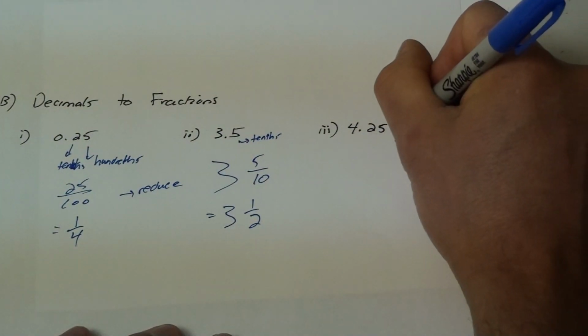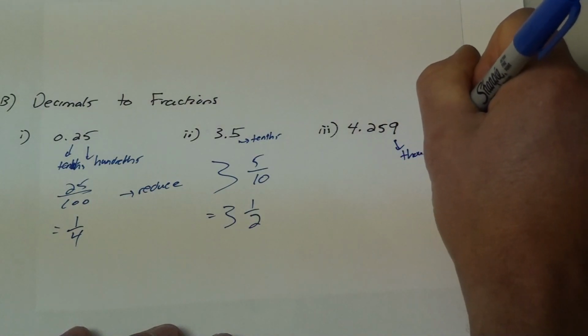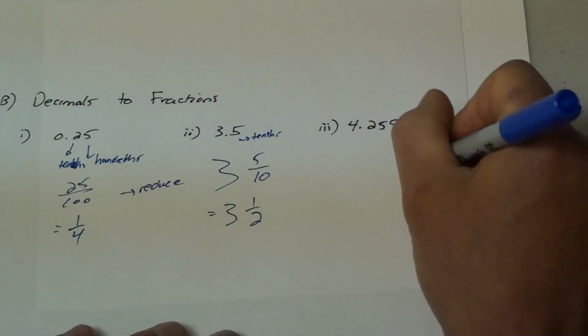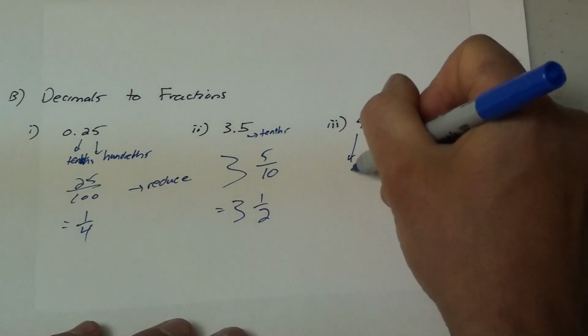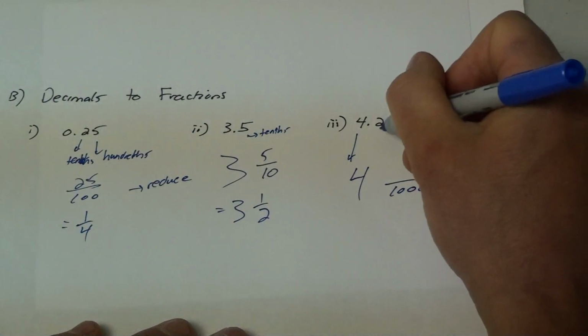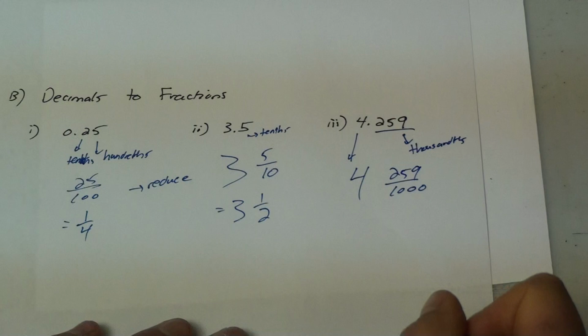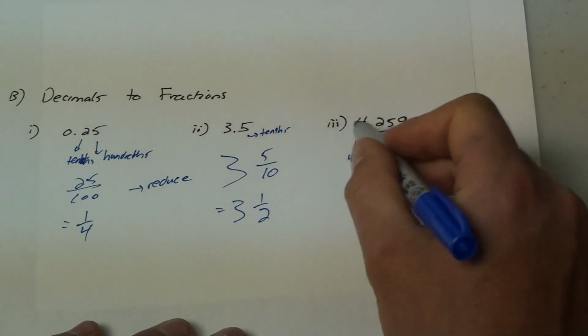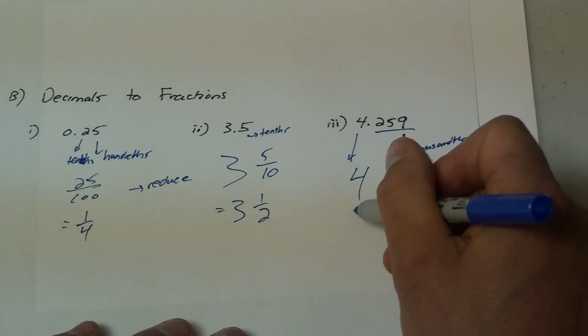4.259. The last decimal spot went over to the thousandths, so I'm going to put it over 1,000. I have the 4 from the whole number, so it's going to be 4, and then you have the 259 over 1,000. So converting this decimal into a fraction, it's 4 and 259 over 1,000.